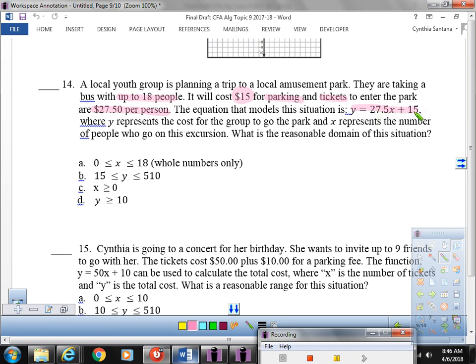$27.50 per person plus the $15 for the parking. Where Y represents the cost to go to the park, and X represents the number of people who go to this excursion, which means this trip. So what is a reasonable domain?